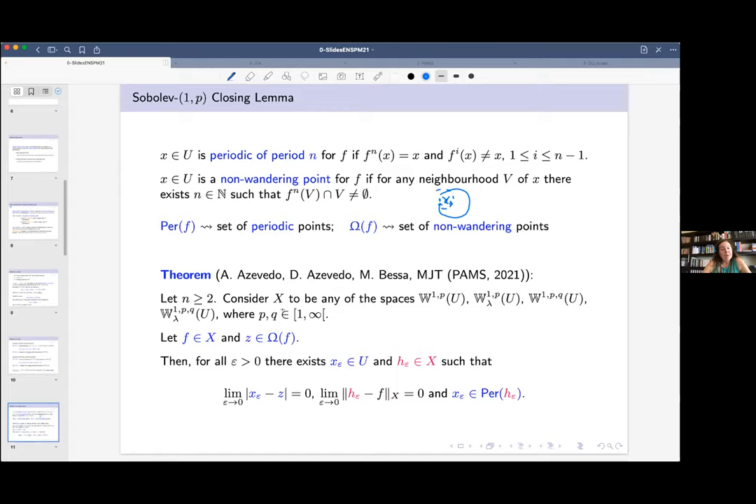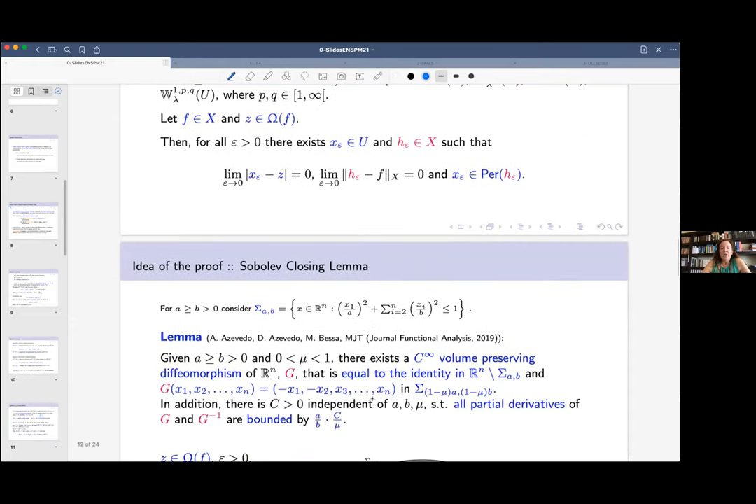So, the precise statement of the theorem: consider X to be any of the spaces that I previously defined, and let f be any map in these spaces. Given a non-wandering point, we can close its trajectory. That is, we can obtain an arbitrarily close periodic point for an arbitrarily close Sobolev homeomorphism in the Sobolev norm.